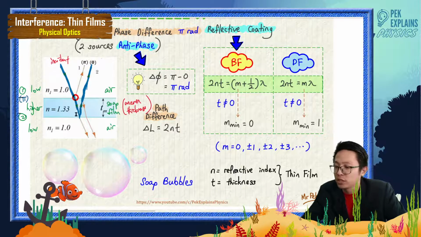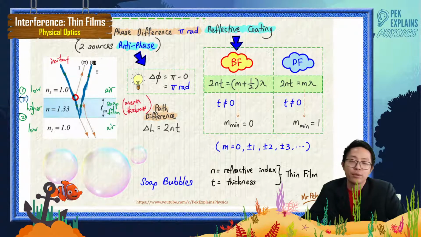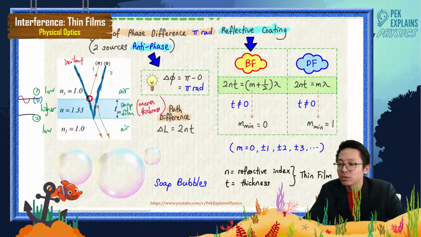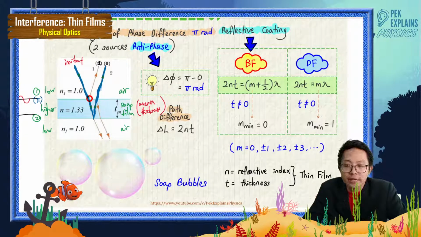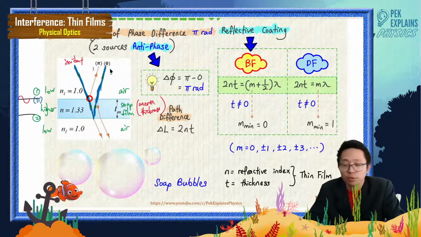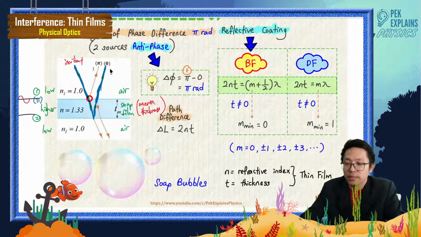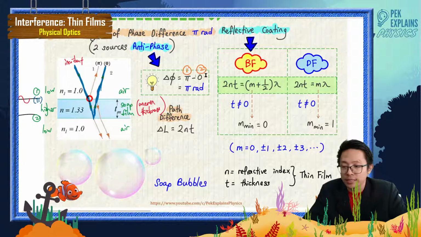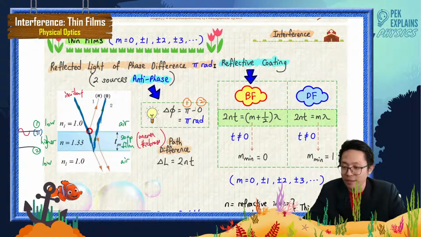So no phase change along the journey. I put it as 0. So what I can say is the first light got a phase change of pi radian, but the second light has no phase change at all. So what's the phase difference between them? The second light has 0, so pi minus 0 is pi radian. So between wave 1 and wave 2 there is a phase difference of pi radian, because pi minus 0 is pi.